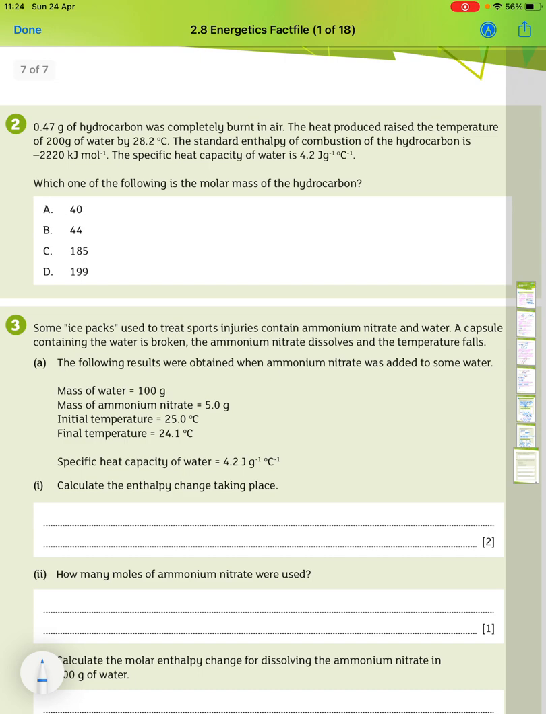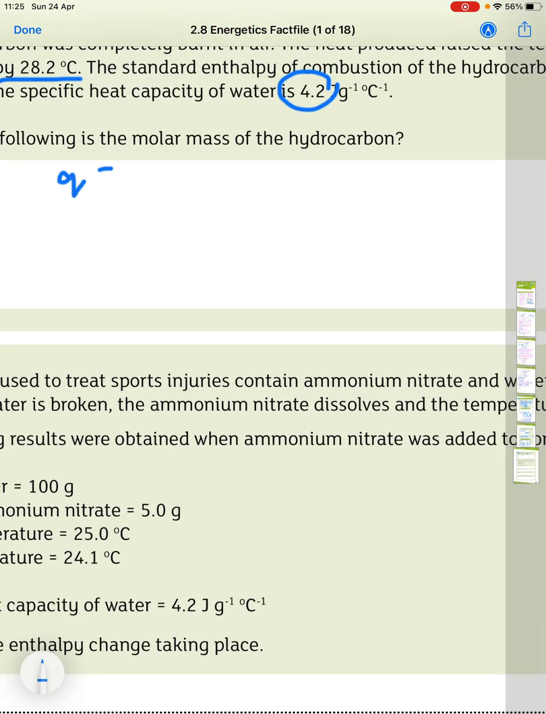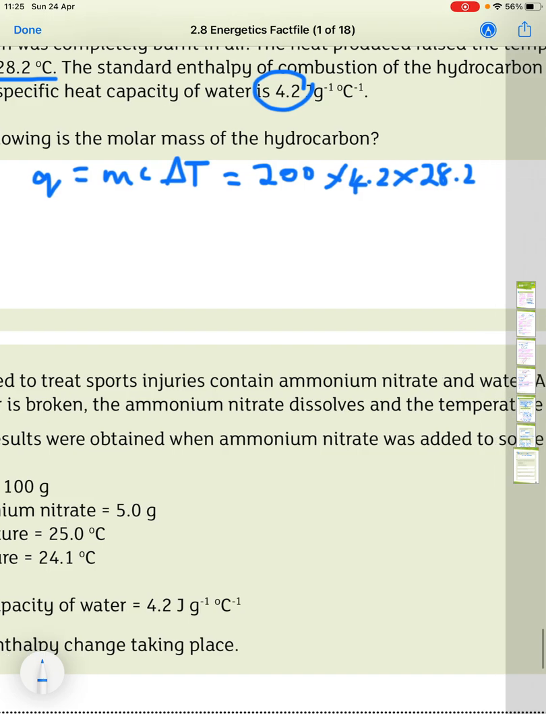Okay, number 2. 0.47 grams of hydrocarbon was completely burnt in air. The heat produced raised the temperature of 200 grams of water by 28.2 degrees C. Standard enthalpy of combustion of the hydrocarbon is 2,220 kilojoules per mole. Specific heat capacity for water is 4.2. Which one of the following is the molar mass of the hydrocarbon? So we're going to start by doing Q equals mc delta T, and we sub in the values. We've got 200 times 4.2 times 28.2.